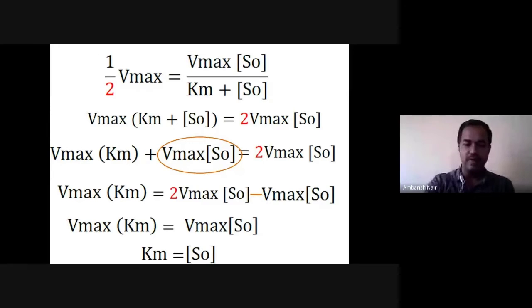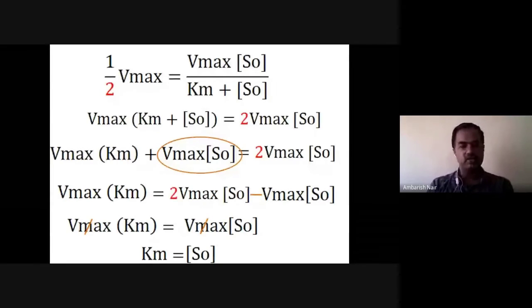Now I'm cancelling both the V max, because in mathematics it is possible for them to cancel each other. So you will get Km is equal to S naught. So you are just substituting V naught is equal to half V max, doing the cross multiplication, then solving one step further, multiplying V max with Km and S naught. Then you are subtracting 1 V max from 2 V max, so you will get a V max. You are cancelling V max on both sides, so you will get Km is equal to S naught. This is a simple way you can solve it and find it out.